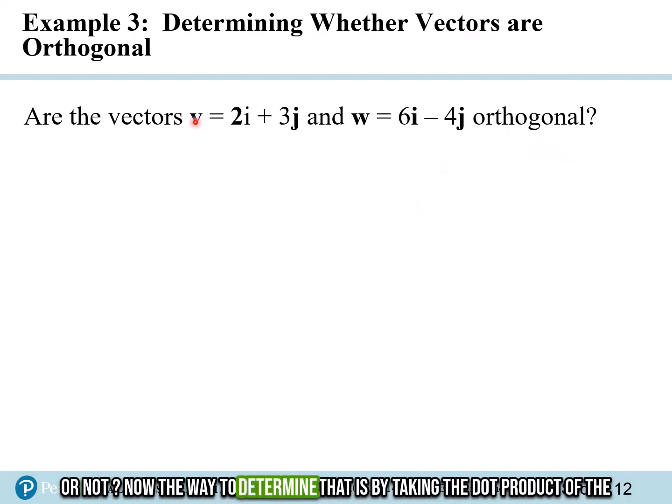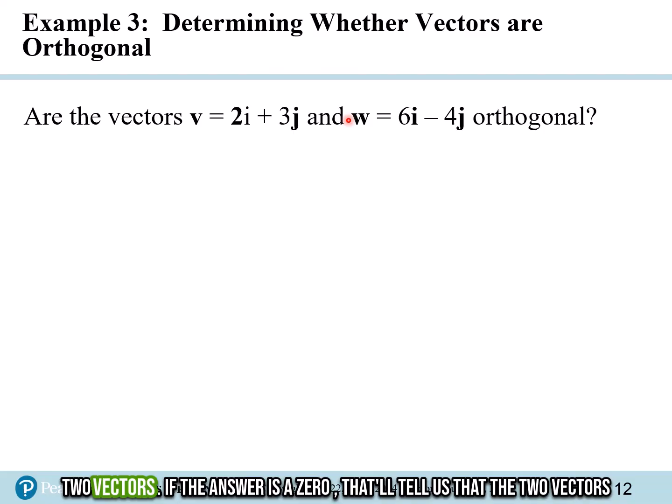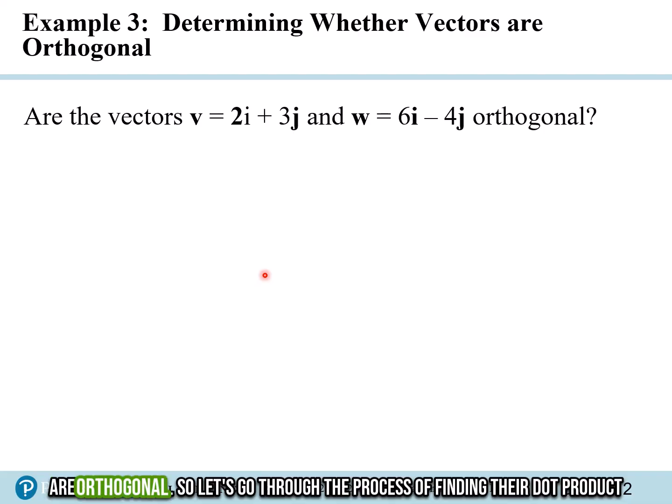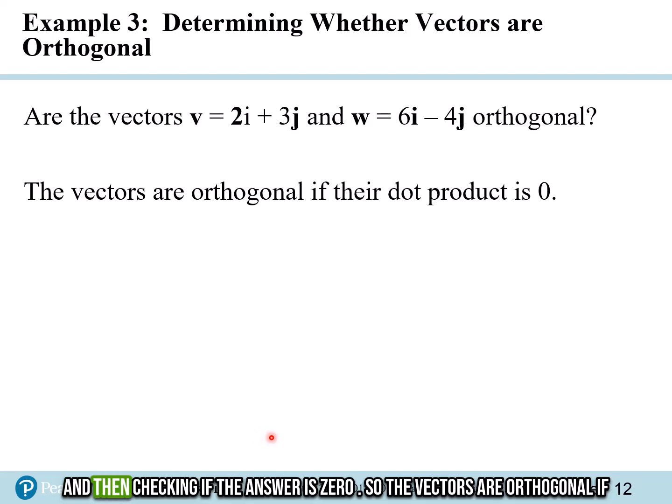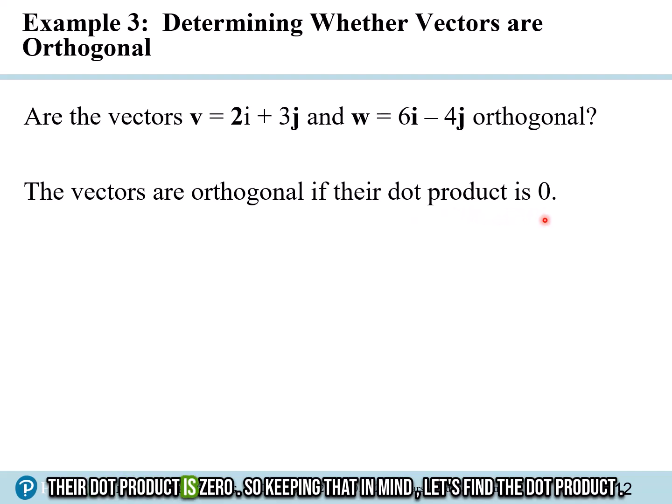Now the way to determine that is by taking the dot product of the two vectors. If the answer is 0, that'll tell us that the two vectors are orthogonal. So let's go through the process of finding their dot product and then checking if the answer is 0. So the vectors are orthogonal if their dot product is 0. So keeping that in mind, let's find the dot product.